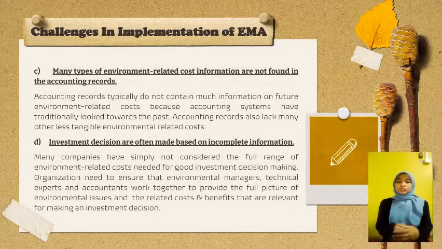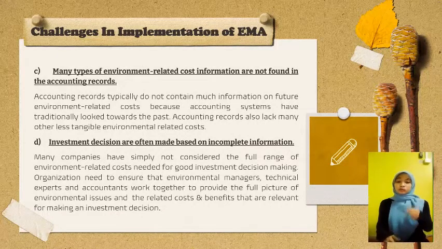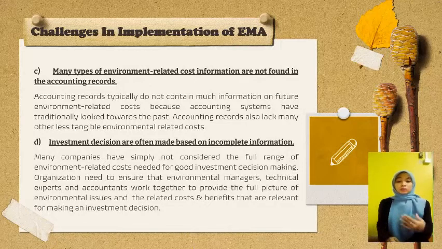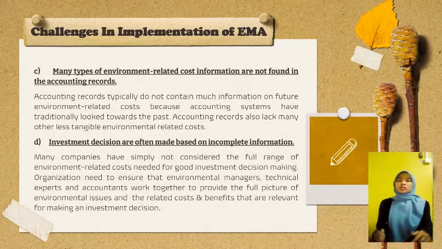Okay, the third challenge is many type of environmental related cost information are not found in accounting records. Okay, accounting records typically do not contain much information on future environmental related costs. It is because accounting system have traditionally looked towards the past, and accounting record also lack of many other tangible environmental related costs.